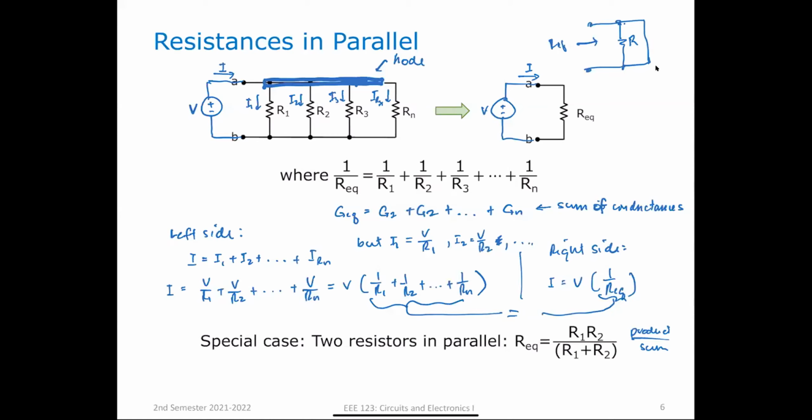A short circuit is a resistance whose value is what? Anyone? Other than Albert? Zero po. That's right, no? A short circuit is a resistance whose value is 0. So what will happen to this expression if one of the resistors is 0? Your equivalent resistance will just be equal to 0, right? So in this particular case, REQ will be equal to 0.